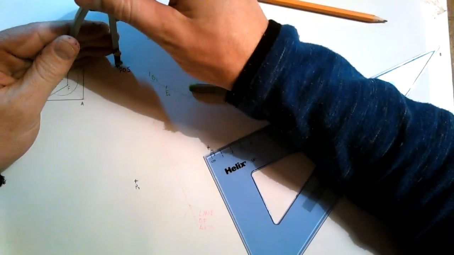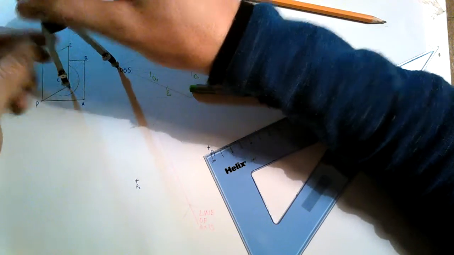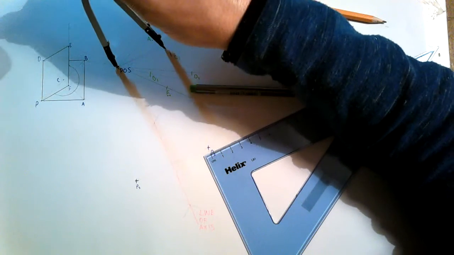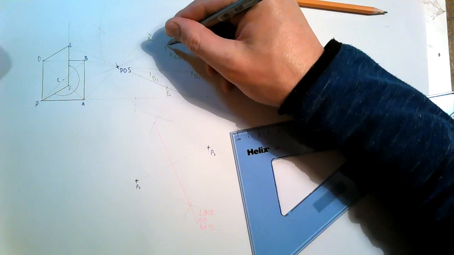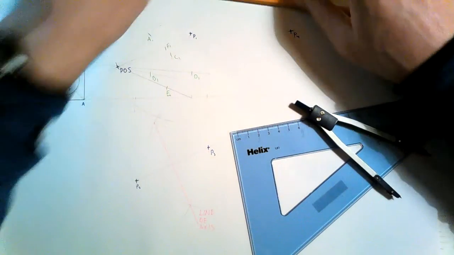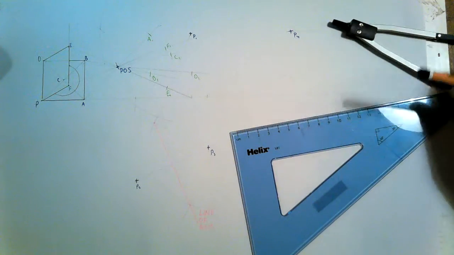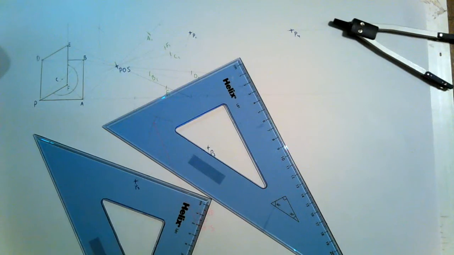To the cornerstone. To symmetry again. F and F1. F1. Okay. So we can start joining the dots.